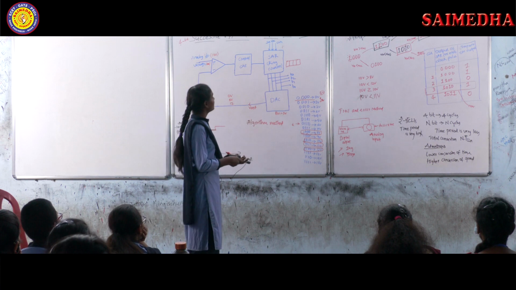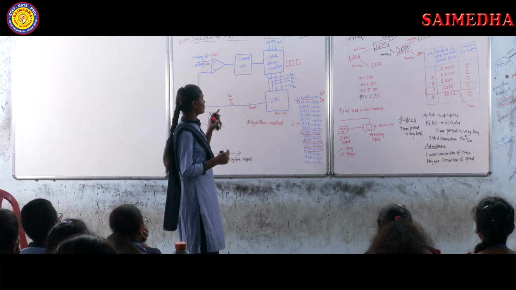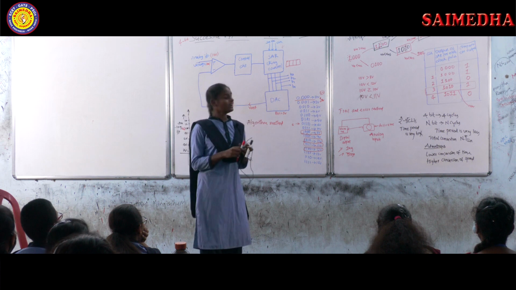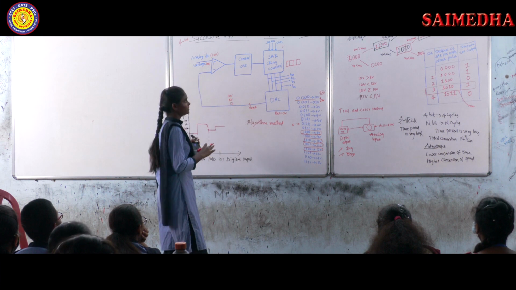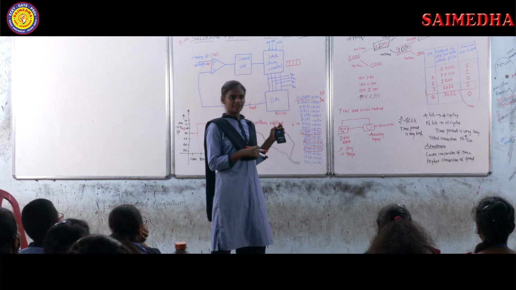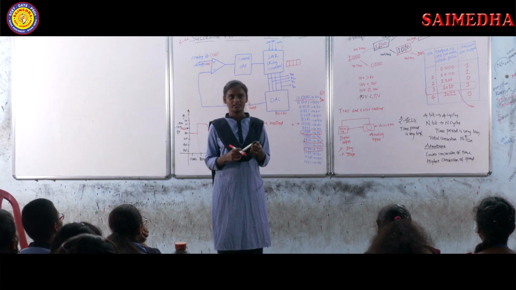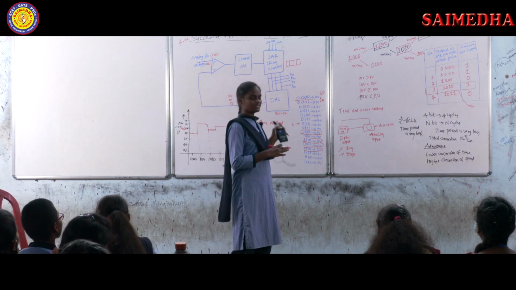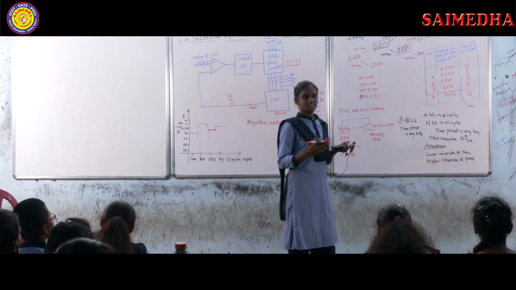And the main disadvantages of the successive approximation register method are that it is very complex in circuitry and the cost of production is very high. But we use this method because of its higher conversion speed.